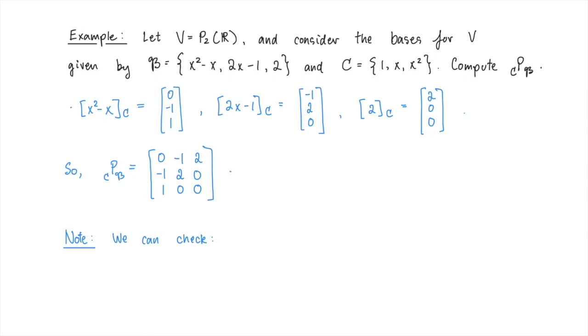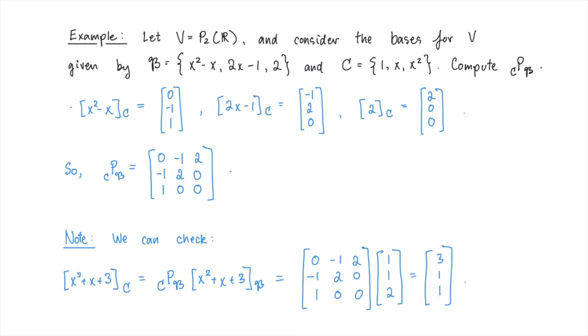If we want, we can compare this to our previous calculation by computing the C coordinate vector of x squared plus x plus 3 using our new change of basis matrix. By the formula on the last slide, this is equal to the change of basis matrix from B to C times the B coordinate vector for x squared plus x plus 3. We just computed this change of basis matrix, and we computed the B coordinate vector for x squared plus x plus 3 in the last example. If we perform the multiplication, we obtain the vector 3, 1, 1, which you can verify is in fact correct.